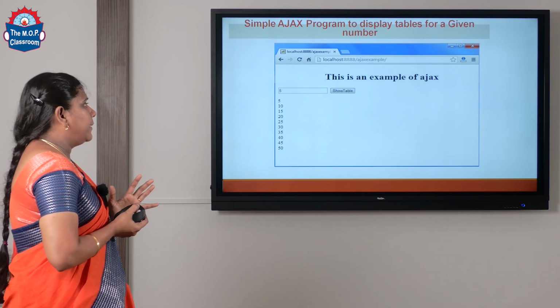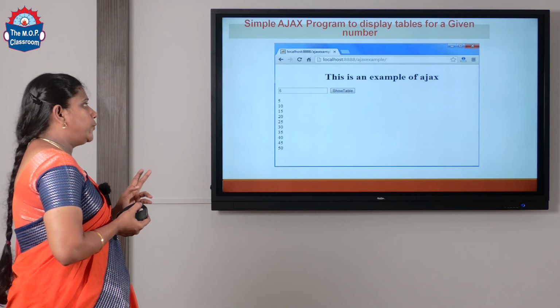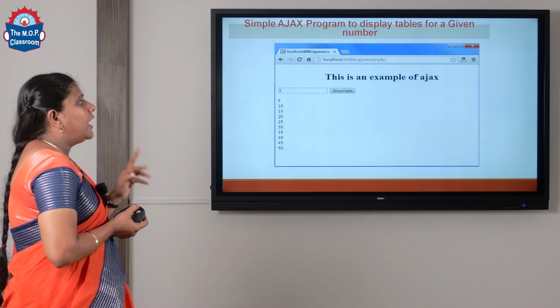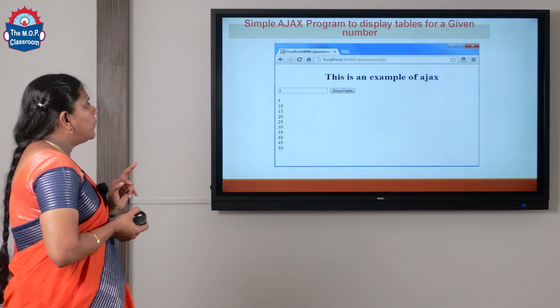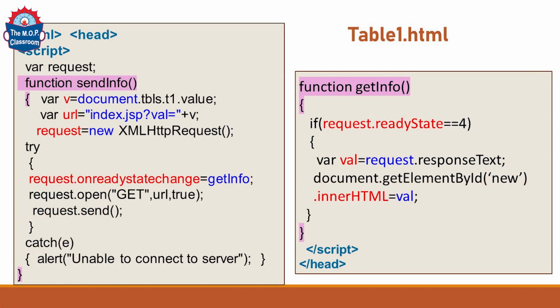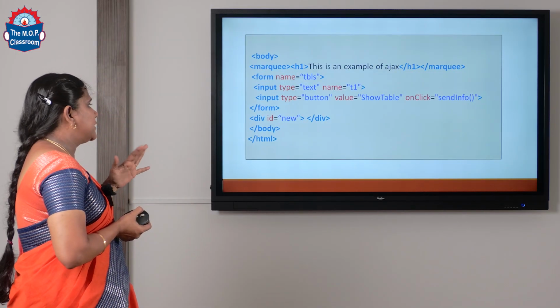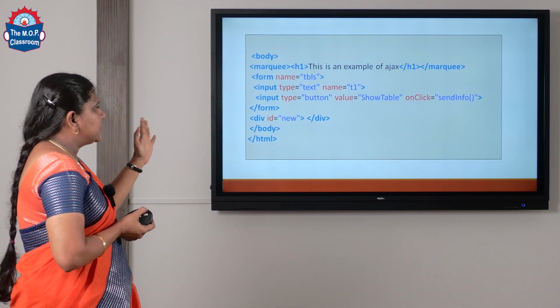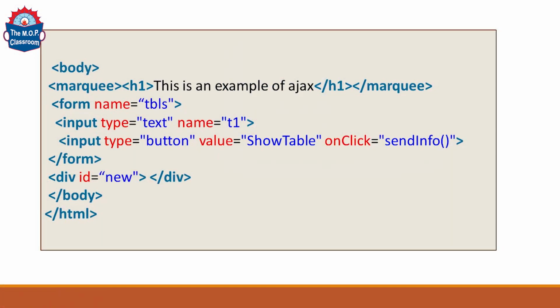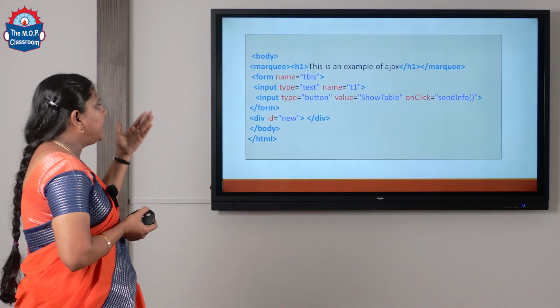For this program, I have written 2 programs, one for the client side and the other for the server side. When it comes to the client side program, it is an HTML program, that is table1.html. Here I have embedded the JavaScript in the head tag, and when you see the body tag, it's very simple, showing one text box and one button. As you type the number in the text box and click the button, automatically the sendInformation function in the JavaScript will be invoked.